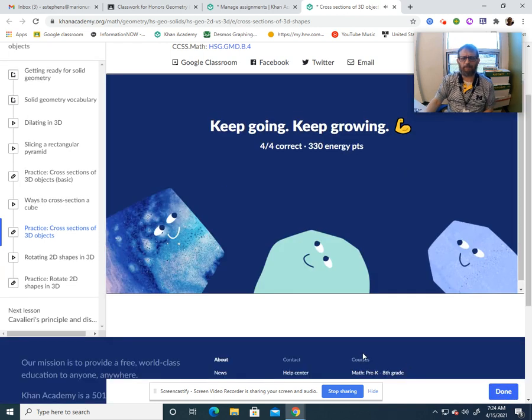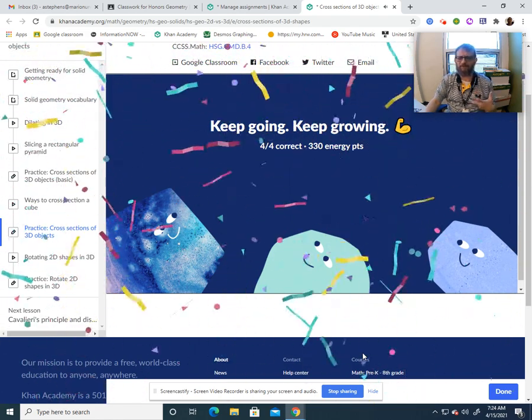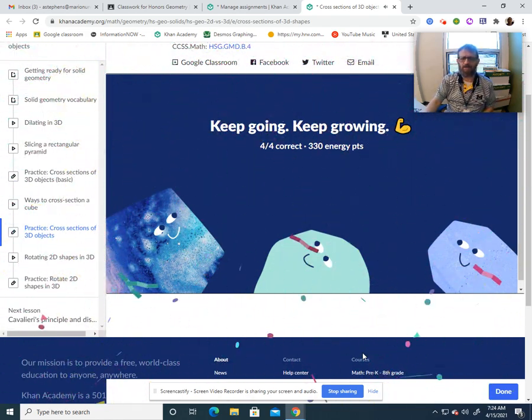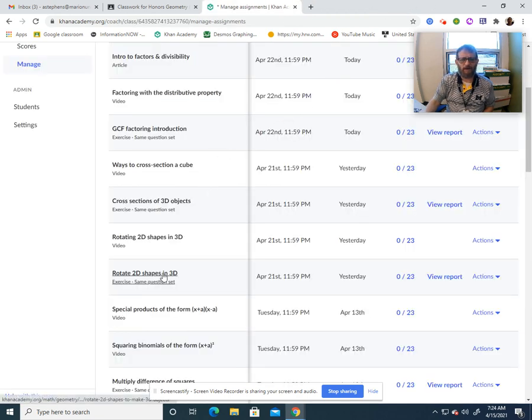All right, that one's a little bit difficult for some. The mental visualizations can be hard. I perfectly understand that. But believe me, ask questions. We'll see if I can help explain it, but that one can be a little bit difficult to understand. Now, let's move on to rotate 2D shapes in 3D.